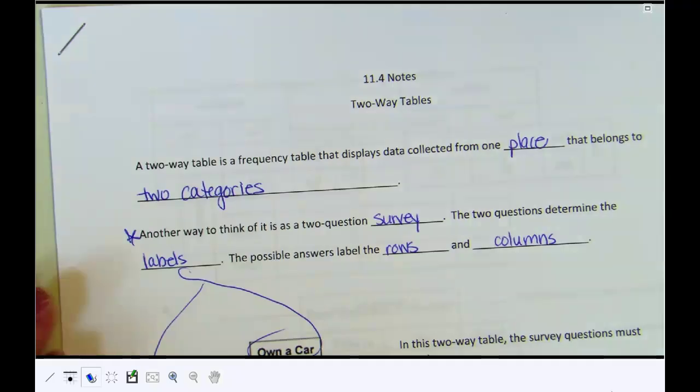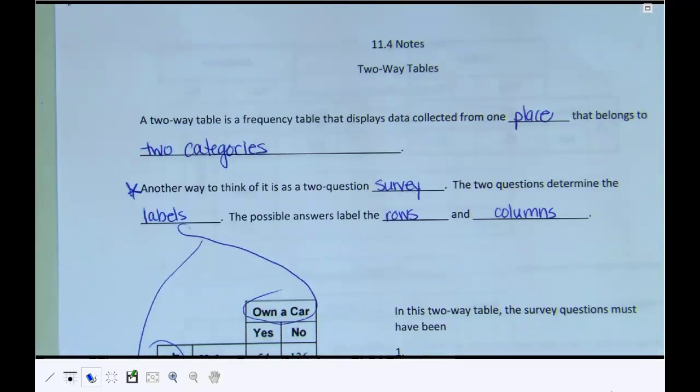No, this is not on the quiz. Okay, this will be on our next quiz after this one. Yeah, usually have two per chapter. Wait, what we just did, will that be on the quiz? That's two-way table stuff. Okay.